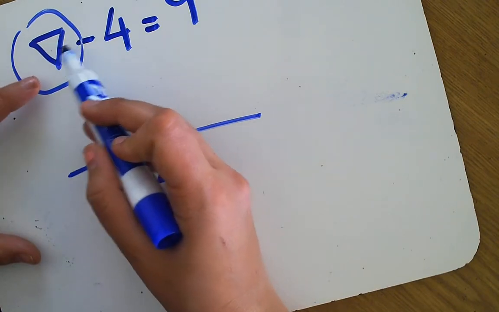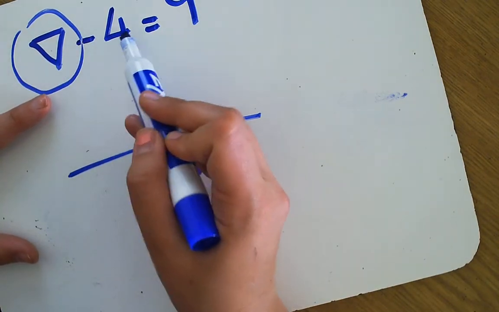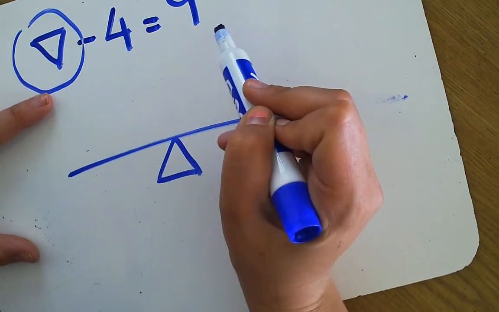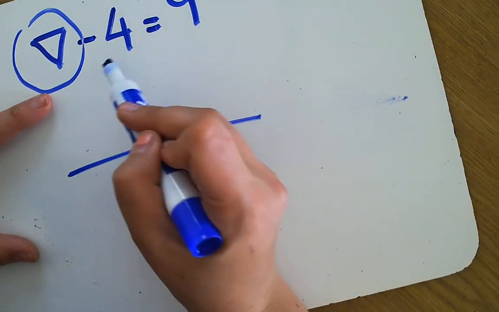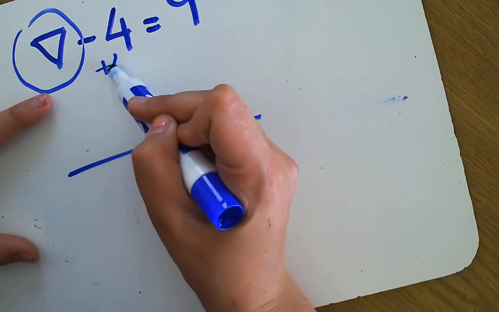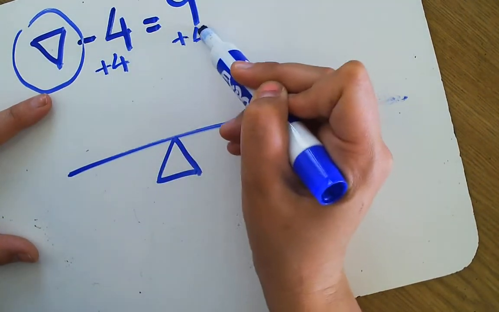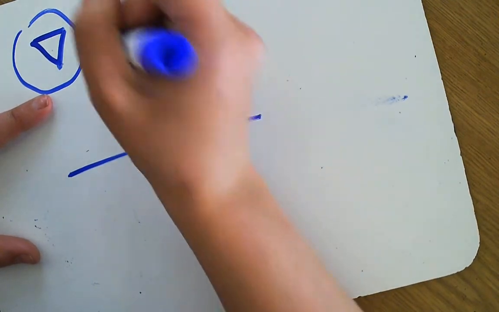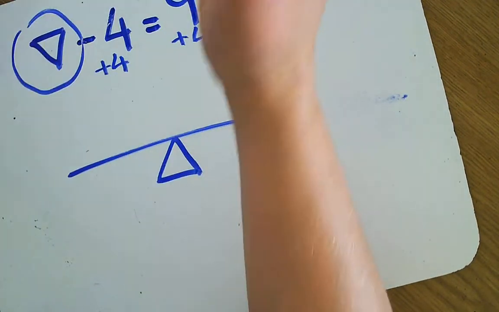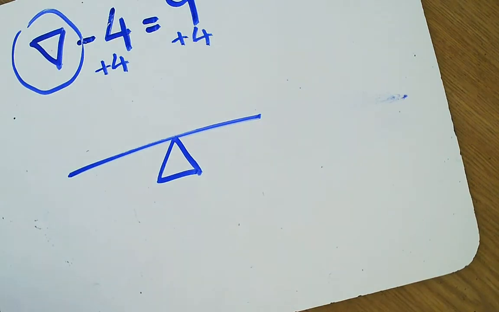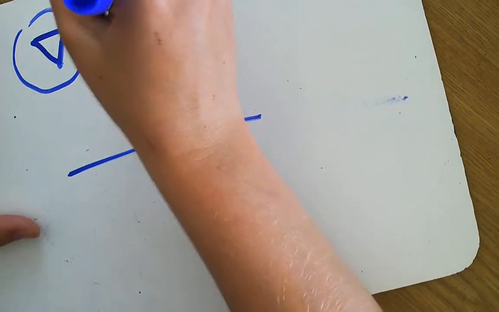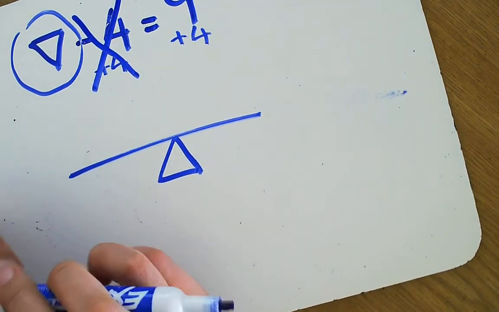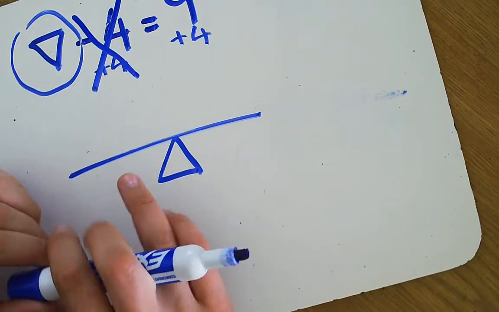And remember, I want to try to get that unknown all alone on that one side, okay? So I know that if I subtract 4 from that unknown, I get 9. So I need to add 4 to both sides of my equation. Remember, subtracting 4 and adding 4 cancels each other out, because if I take 4 cookies away from you, but then your mom gives you 4 cookies, you're going to break even, right?